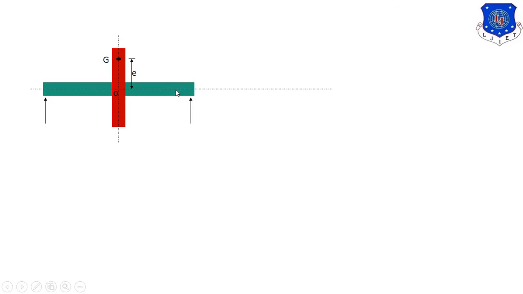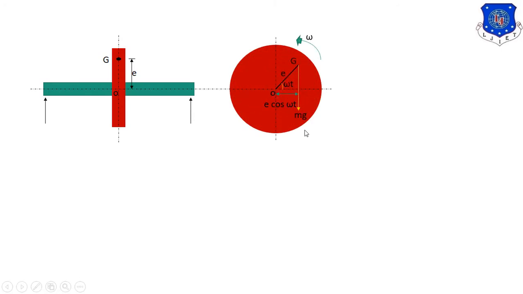Now, let us assume there is a shaft and there is a rotor exactly at the center of the shaft. Here, the CG of this rotor is slightly deflected, and that deflection is considered as eccentricity e, as you see here. Now, let us consider the rotor. Suppose the shaft rotates with angular velocity omega. So the rotor will also rotate with angular velocity omega because it is rigidly fixed with the shaft.